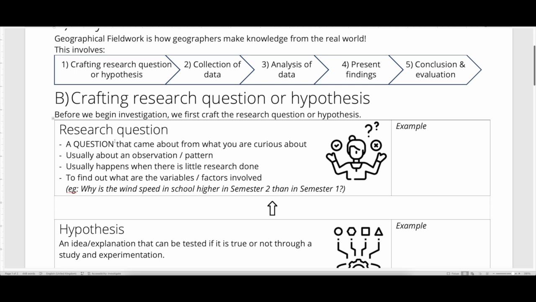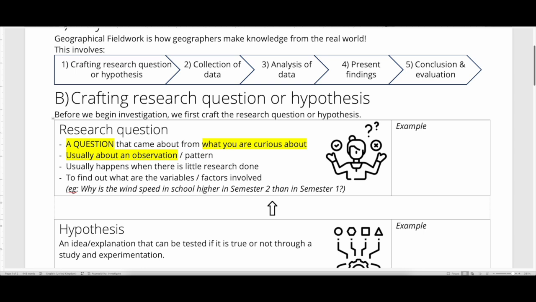How did it happen? Okay, so a research question is basically a question, please highlight with me, that comes from what you are curious about. Okay, it usually starts from an observation. It usually happens when there is very little research done. So this will then scope the whole geography fieldwork to focus on these things.